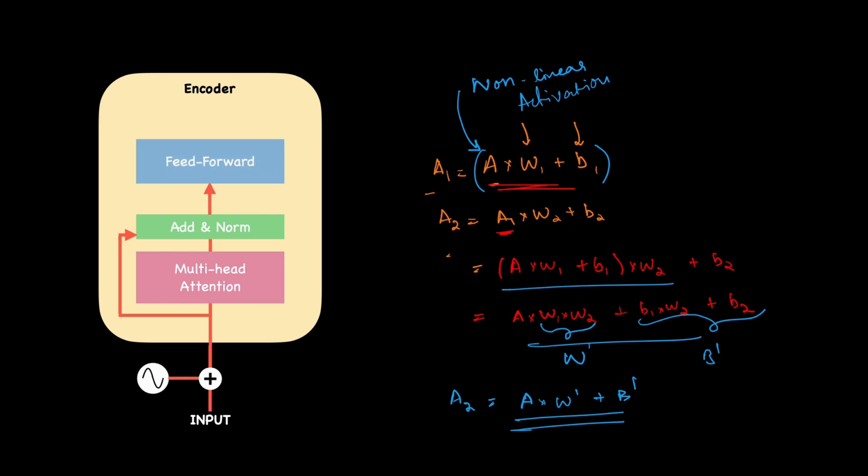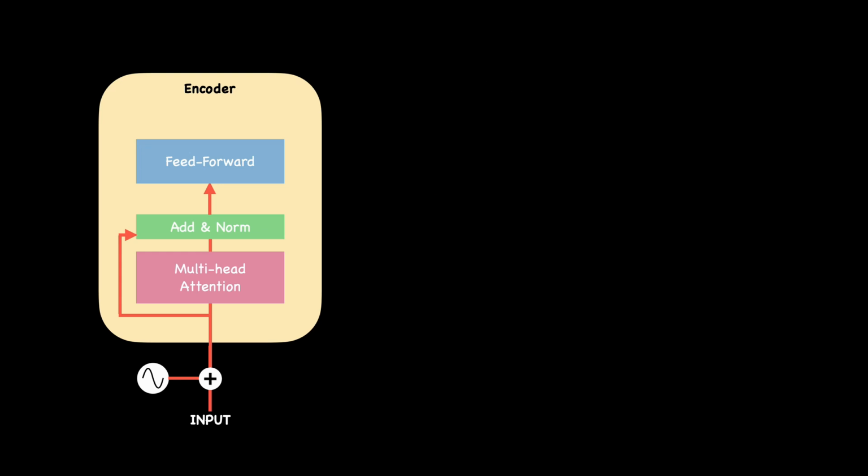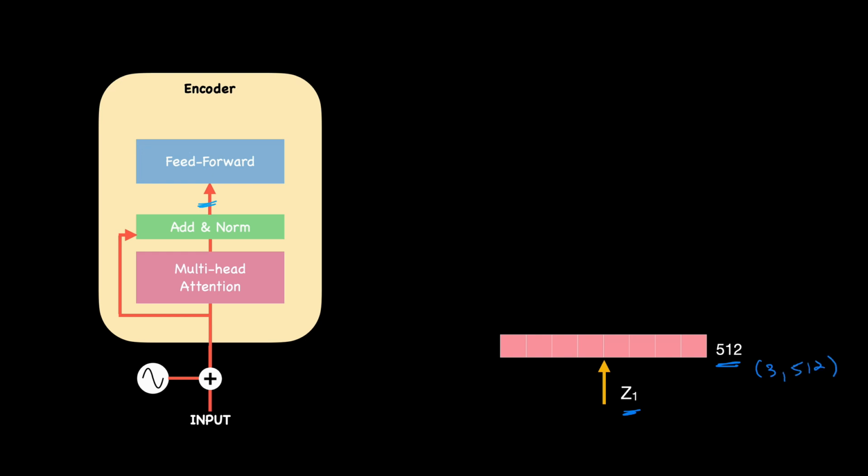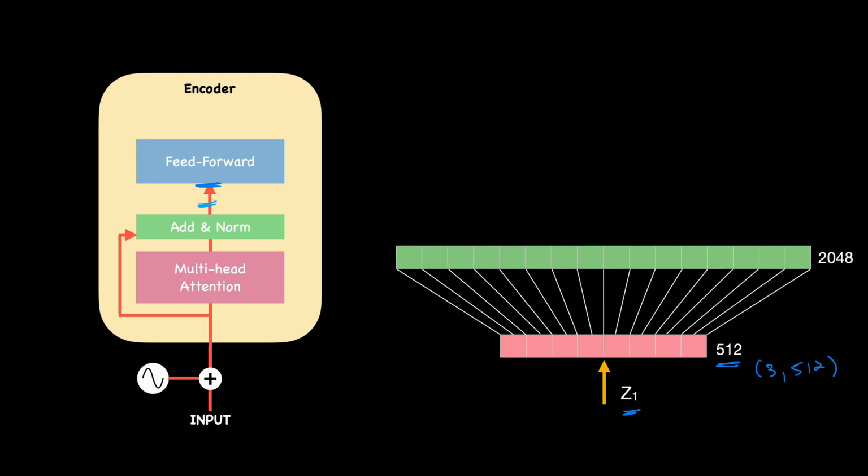And that's where the feed-forward network helps us, which is the next layer of the encoder. This is how our data flows through a feed-forward network. Let's say Z1 is the output of this add and norm layer. This Z1 is 512 dimensions per word. This means that if the input has 3 words, then this will be a 3 by 512 dimensional size. Now this will be the input to the feed-forward network. The first layer of the feed-forward network has 2048 neurons. This means that the input of size 512 will be expanded to the size of 2048. And this layer is represented by ReLU of input multiplied by some weight matrix plus addition of bias.